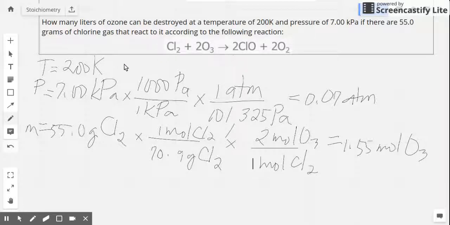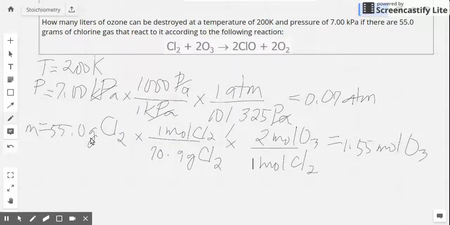So we figured out the temperature is 200 Kelvin, and the pressure, the 7 kilopascal, has to be converted to atmosphere. So you cancel out kilopascal and the pascal here to get atmosphere. Because you're given the mass of 55.0 grams of Cl2, but you're asked for ozone, this is where your stoichiometry calculation will be. Your mass of Cl2 has to be converted to mole of O3 because you need mole in the ideal gas law. This is not STP. That means you need to use the ideal gas law.